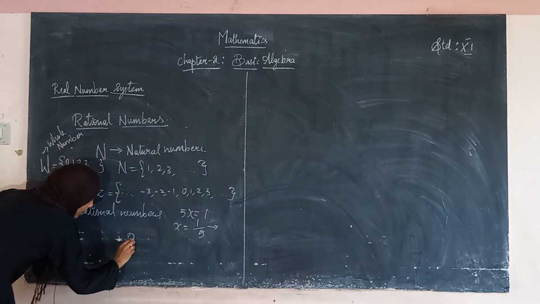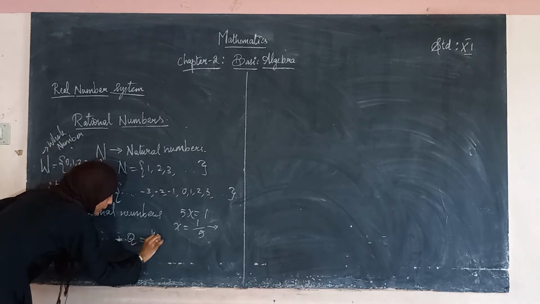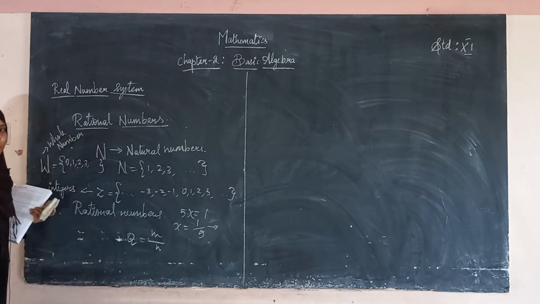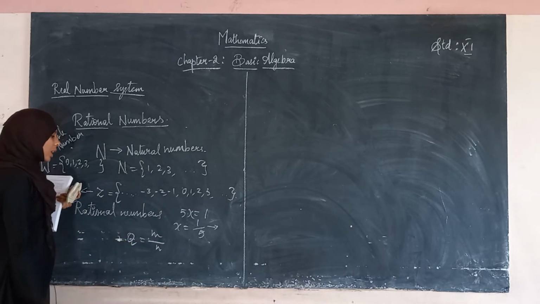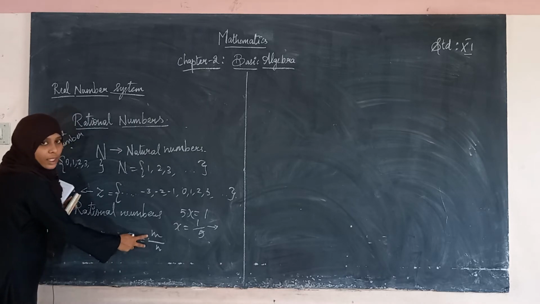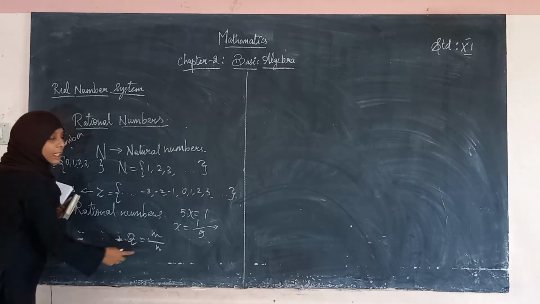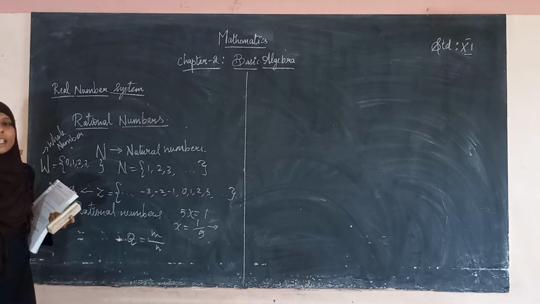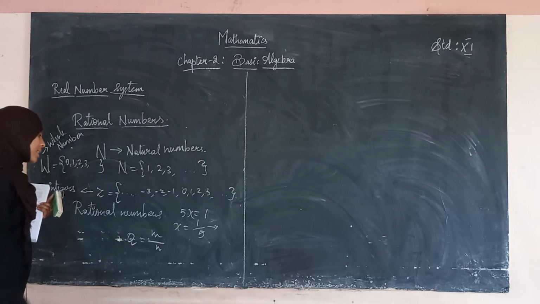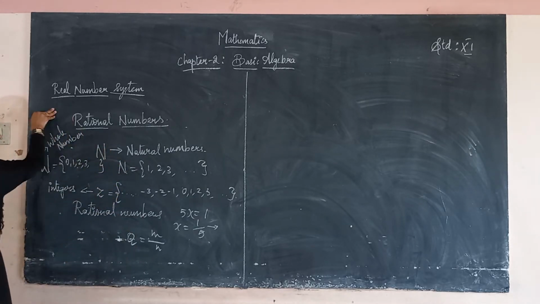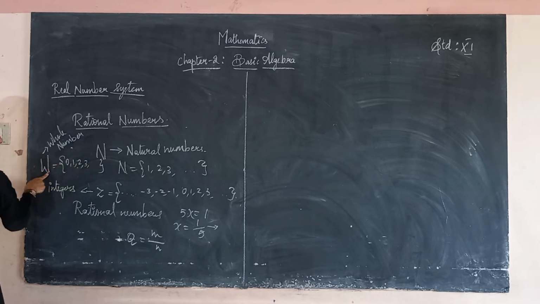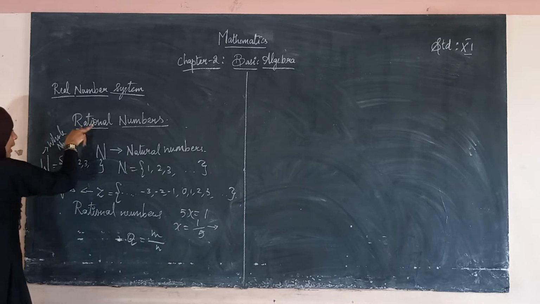It is denoted by Q. It will be in the format of m divided by n, where m and n are integers, and the only common divisor for both m and n is 1. We don't have any other common divisors other than 1; then we can say that number is a rational number. All these numbers are included in the real numbers. Natural numbers, whole numbers, and integers will all be in the rational numbers, and the rational numbers and the irrational numbers wholly joined form the real number system.